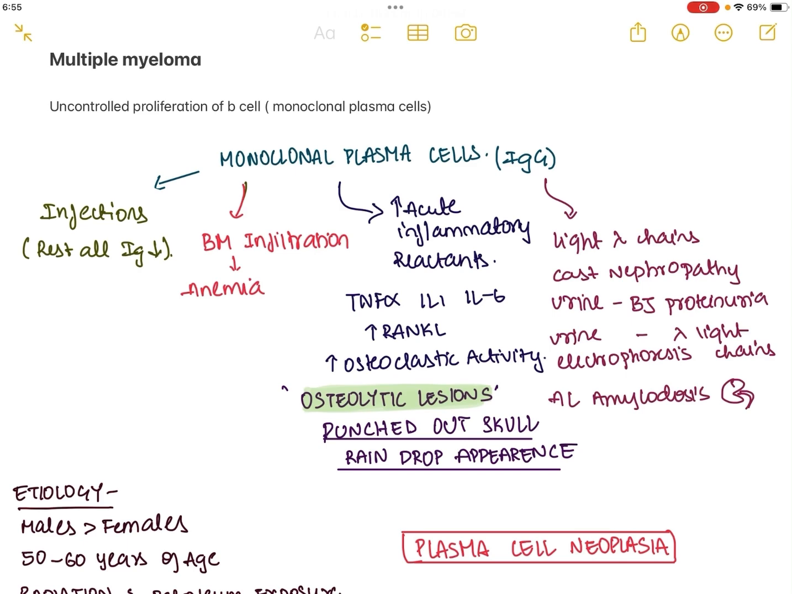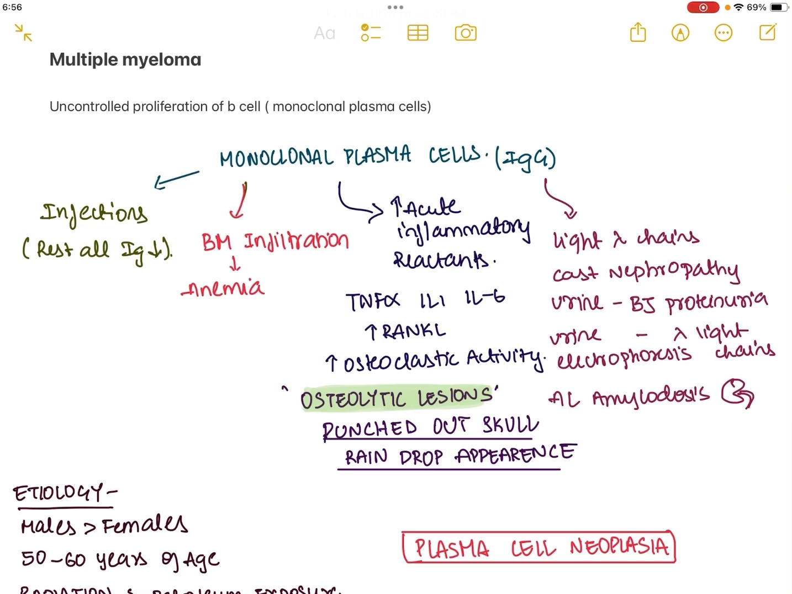So obviously the person's immunity will be affected, leading to recurrent infections. As only one particular type of immunoglobulin is increasing and the rest are decreasing, the person is more susceptible to recurrent infection. As it is a neoplasm of plasma cells, these plasma cells also infiltrate the bone marrow, leading to a reduction in the number of RBCs, causing anemia. WBC reduction can cause infections again. Platelet reduction can cause thrombocytopenia.